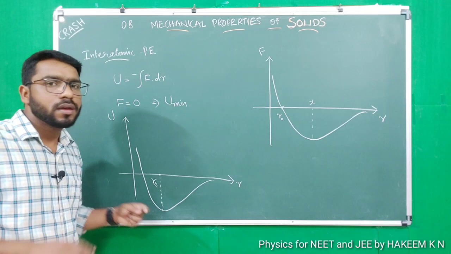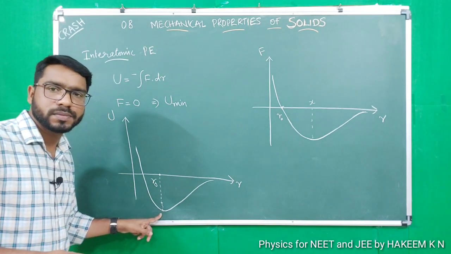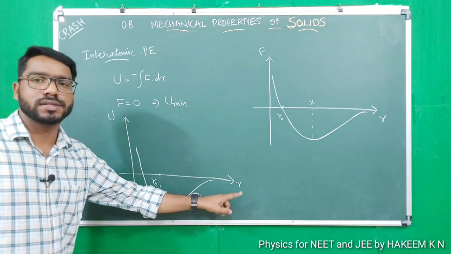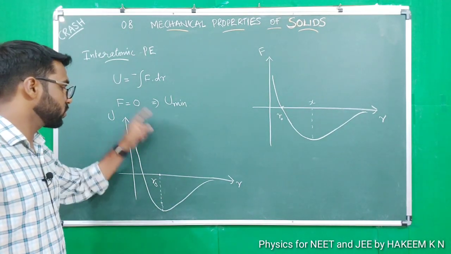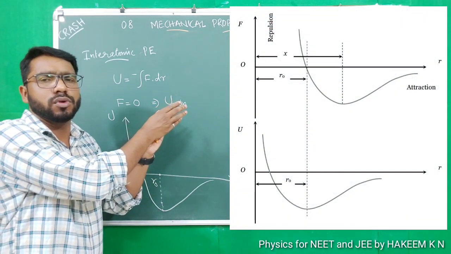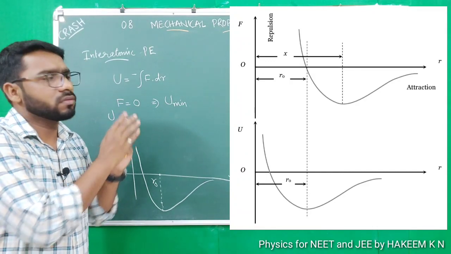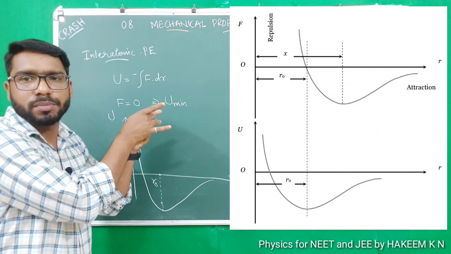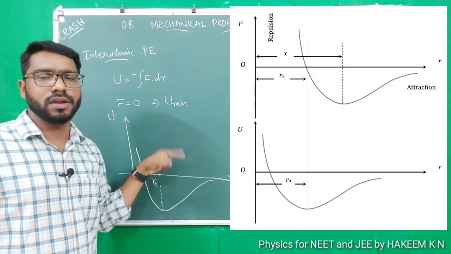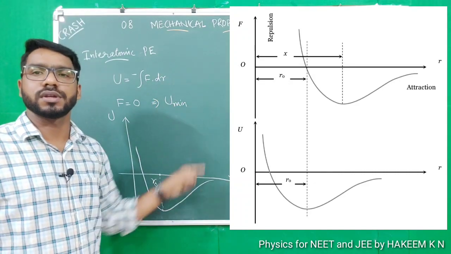Why? When force is 0, potential energy should be minimum. So the graph of potential energy versus distance between atoms is shown like this. We can compare both the graphs. Okay, at r0 force is 0 but potential energy is minimum. That is the comparison between interatomic force and interatomic potential energy.